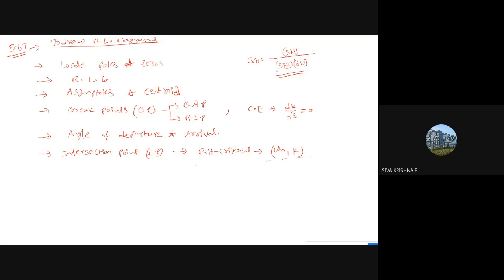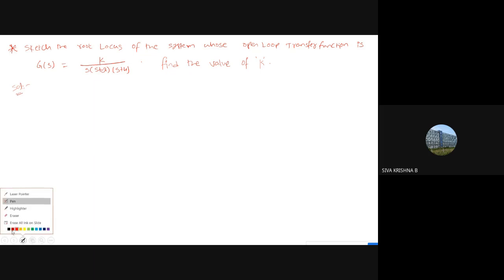Yes, shall we start the problem? Sketch the root locus of the system whose open loop transfer function is given. Find the value of k.